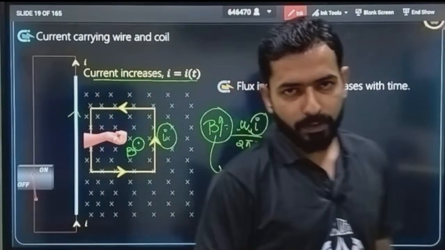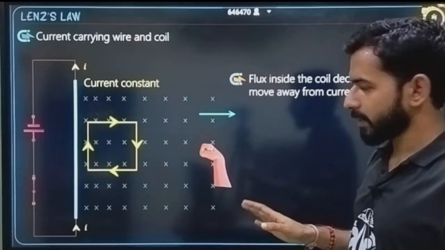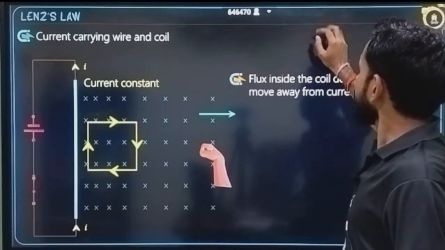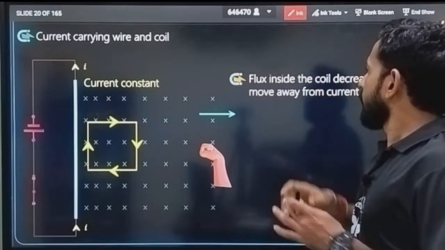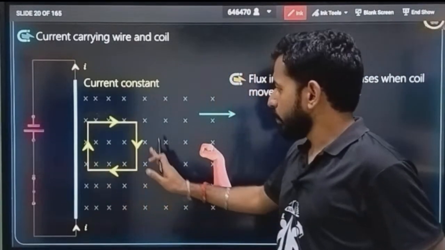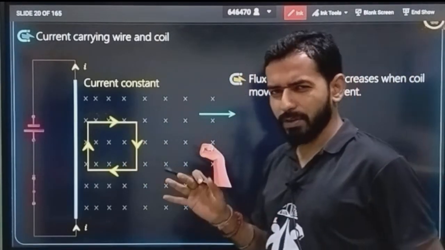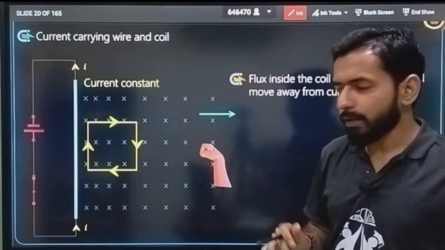Is it clear? Are you familiar with it? Let's see one more case. We'll understand; without understanding, we are not going anywhere. See what we are doing. Now the current is constant this time, but we are taking this loop away from the wire with some constant velocity v. Due to that, what will be happening?